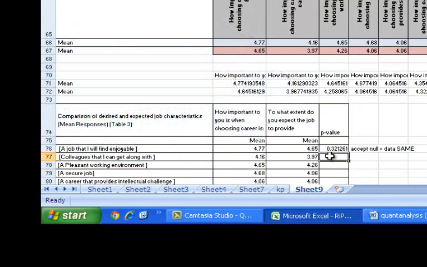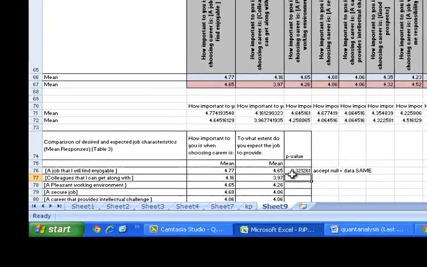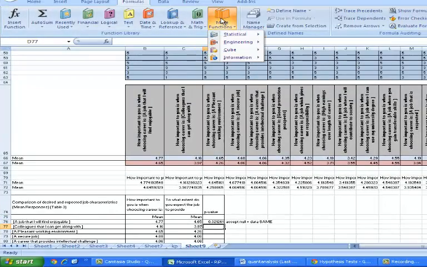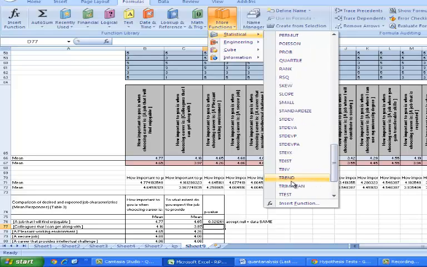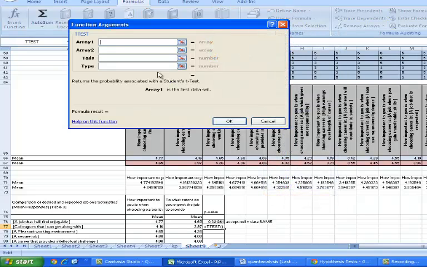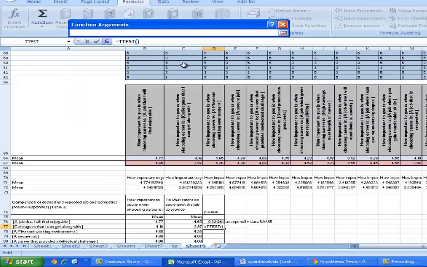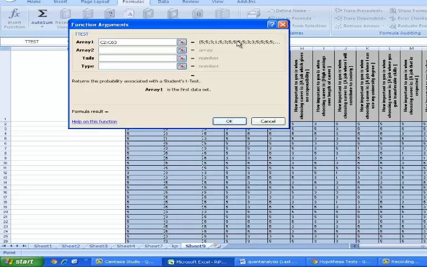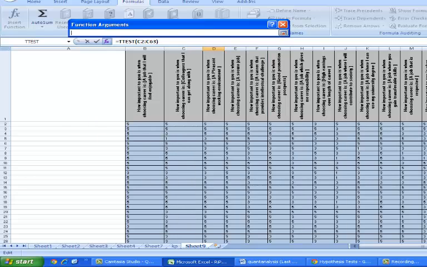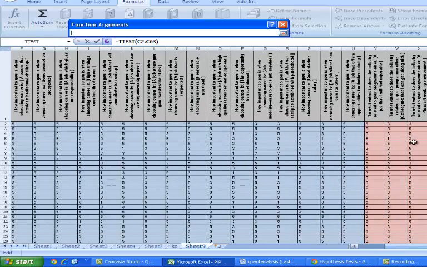If we do the same for the next set of information, this is colleagues that I can get along with. So More Functions, Statistical, T-test, and the set of data this time is going to be people I can get along with for the importance, and then array 2 is for the expectation for the same question, people I can get along with.